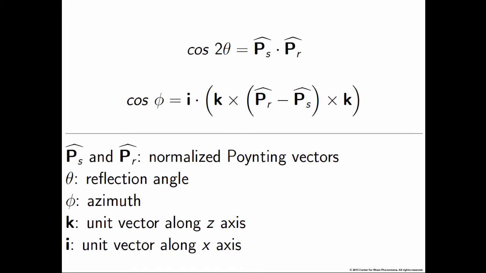So here's a little bit of math. The dot product between the Poynting vectors gives you 2 theta, and a dot product between the unit vector along the x-axis and the projection of the difference between the vectors gives you the azimuth. And the final product, the angle gathers, are obtained by summing the image contribution to the appropriate angle bin.